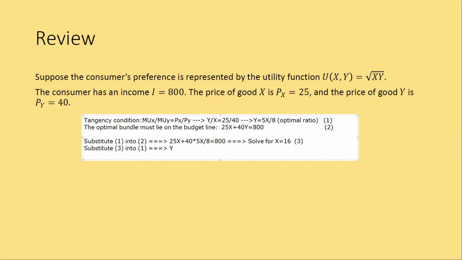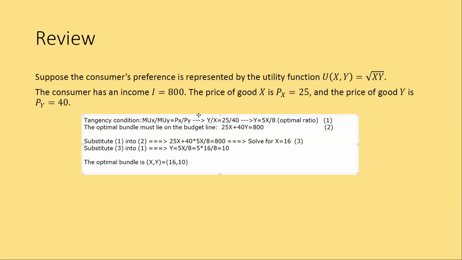And this is going to give us y equals 5x divided by 8, which is 5 times 16 divided by 8, and it is going to be 10. So we have solved for the optimal bundle here: x equals 16, y equals 10. So the optimal bundle (x, y) is 16 and 10.